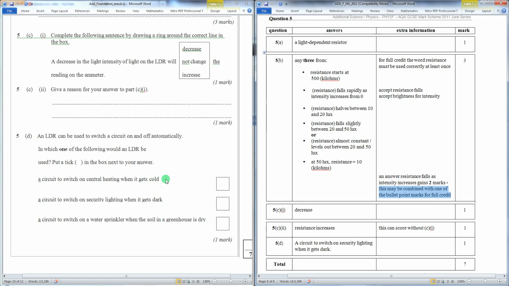A circuit to switch on central heating would have to be measuring temperature, so this circuit doesn't do that. And a circuit to switch on a water sprinkler when the soil in the greenhouse is dry would have to be measuring humidity or moisture content, and this circuit doesn't do that. What this circuit does is to measure light intensity, so it should be used to switch on security lighting when it gets dark, the middle option there.